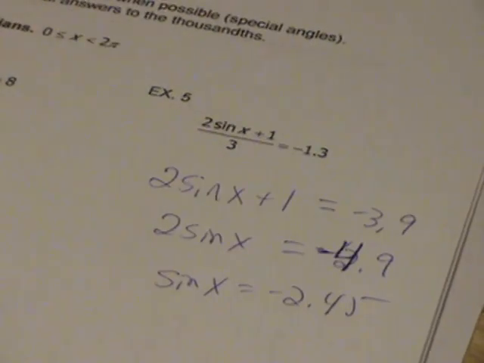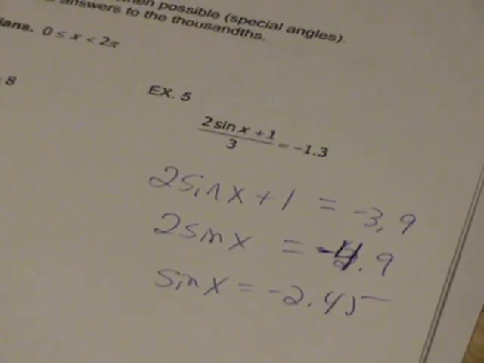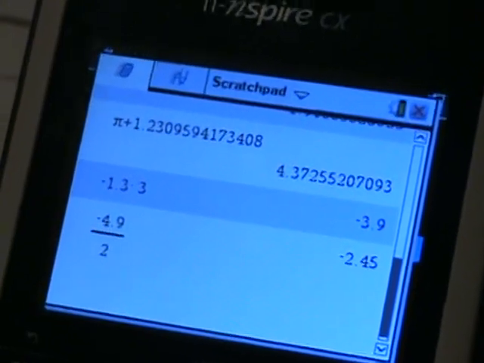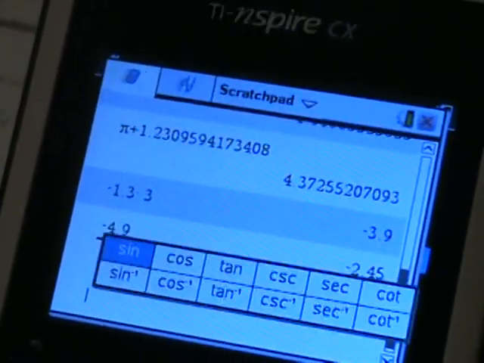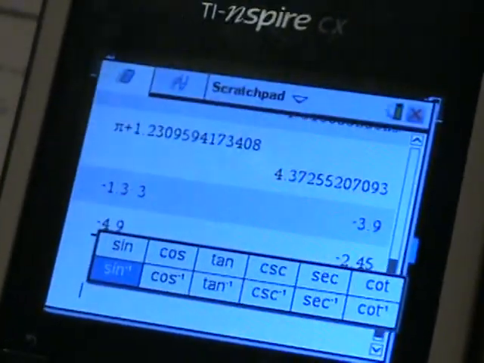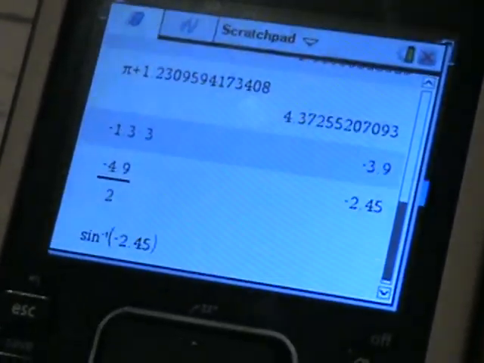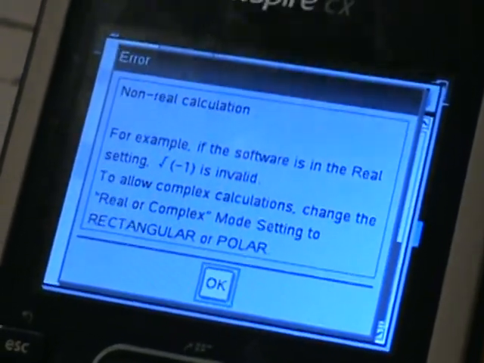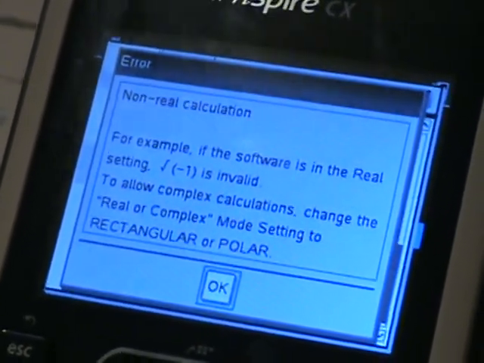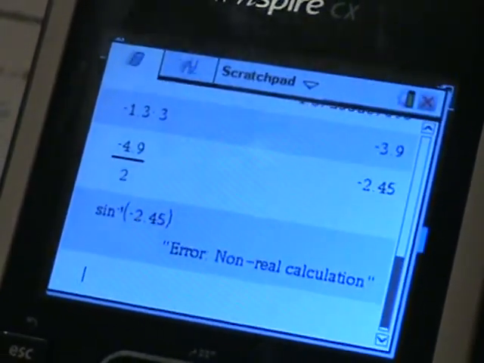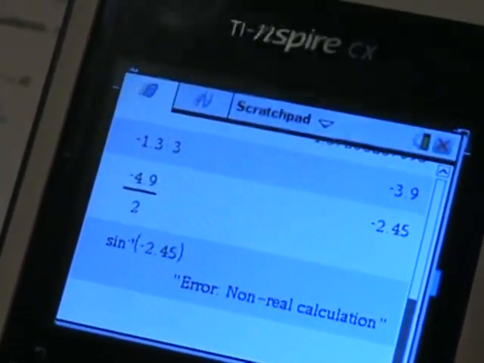We look at our chart. Whenever we go to the calculator, we go trig, we go sine, and I'm doing negative 2.45. The calculator gives me an error. It says it's a non-real calculation. What's the problem? What's wrong, calculator? Why doesn't the calculator like this?